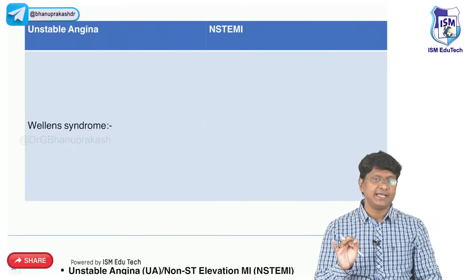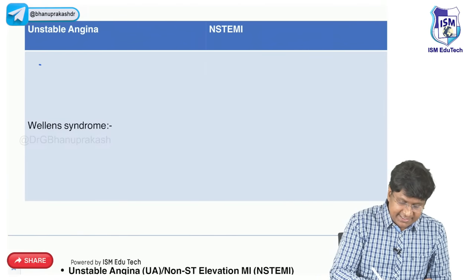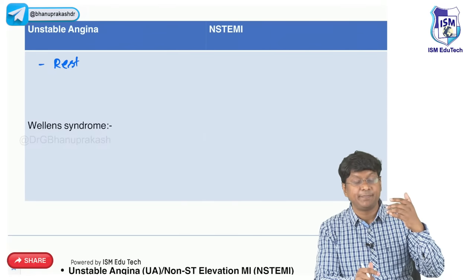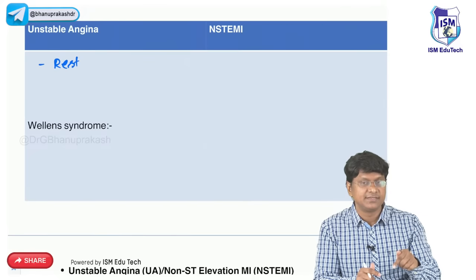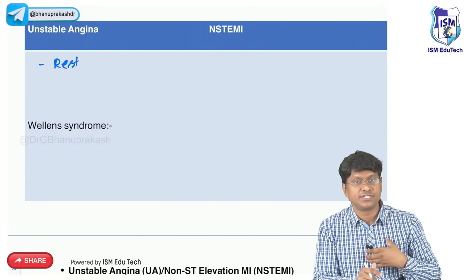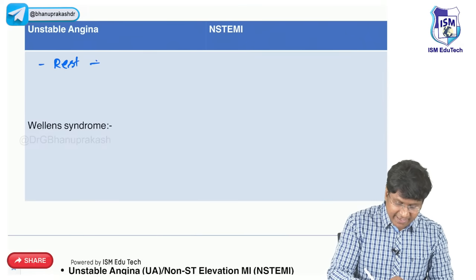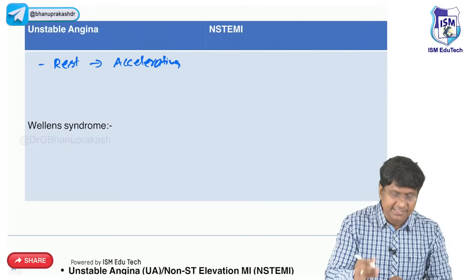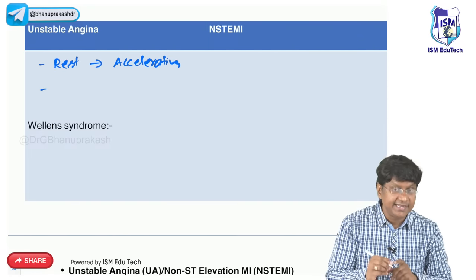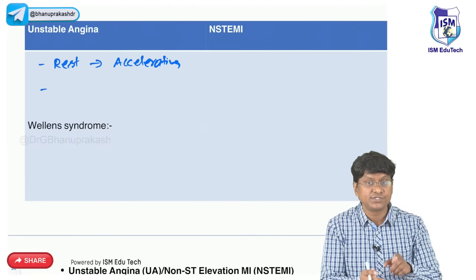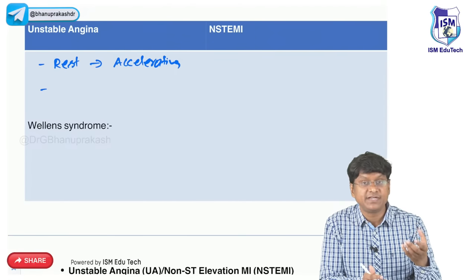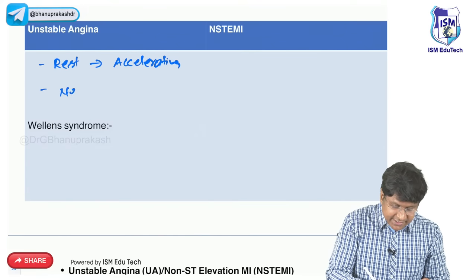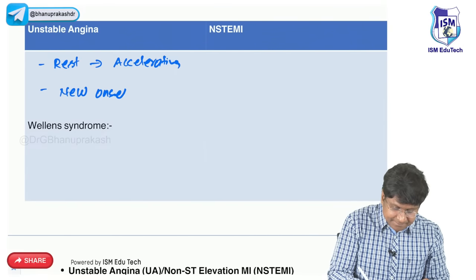In unstable angina, the individual will have angina at rest. It is not like chronic stable angina. In chronic stable angina, the pain will be there only on exertion. But here, the chest pain, which is retrosternal in origin, will be there at rest. And it will be accelerating pain. The pain increases as the time progresses. And the next important thing is that the patient will describe the angina as appearing for the first time. So it is the new onset angina.